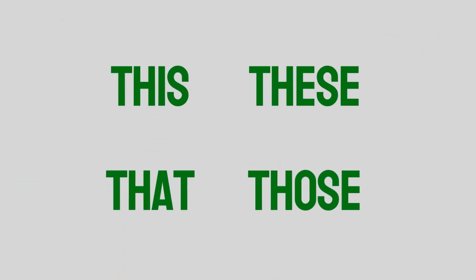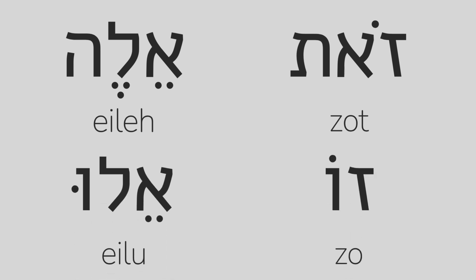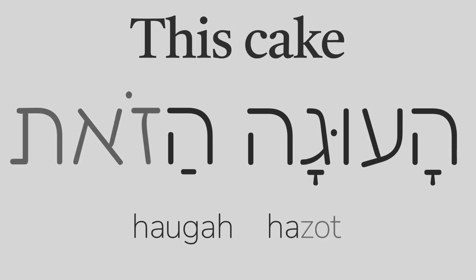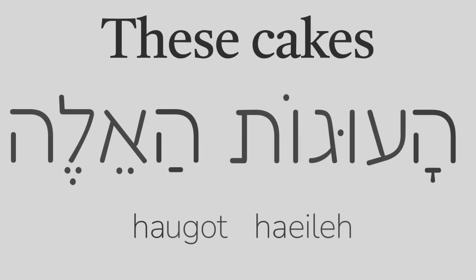And that's how you say this, that, these, and those in Hebrew. As a bonus, in modern Hebrew, there are alternatives to the words zot and ele we can use. The equivalent of zot is zo, spelled with a vav, and the alternative to ele is elu. So this cake could either be said ha'uga hazot or ha'uga hazo, and these cakes could either be said ha'ugot ha'ele or ha'ugot ha'elu. And that's all for today.